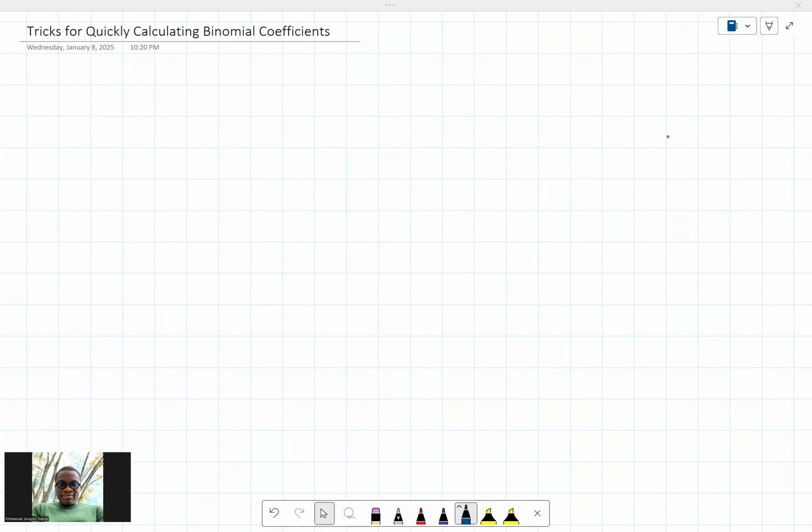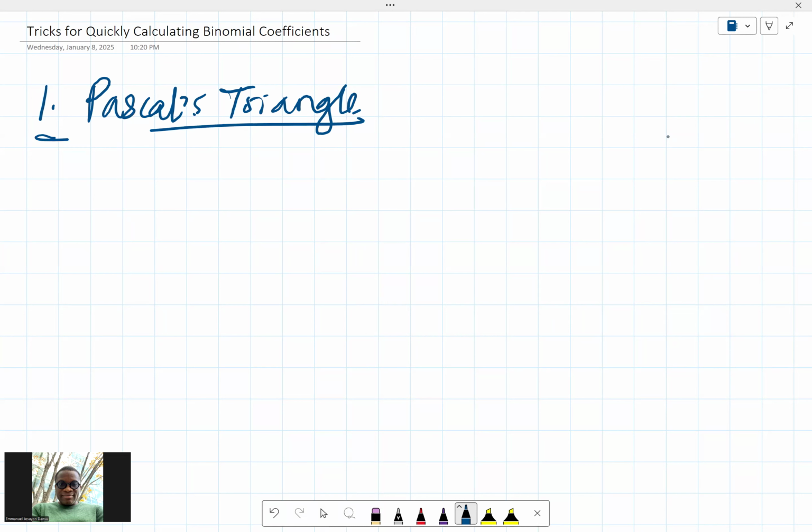Now, let's go along. When we started out the whole idea of binomial series, the first thing we talked about was Pascal's triangle. And like I said, that really works for very small values of n. That is the power, right?